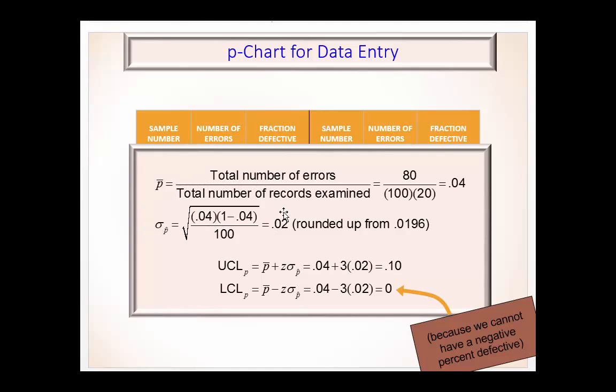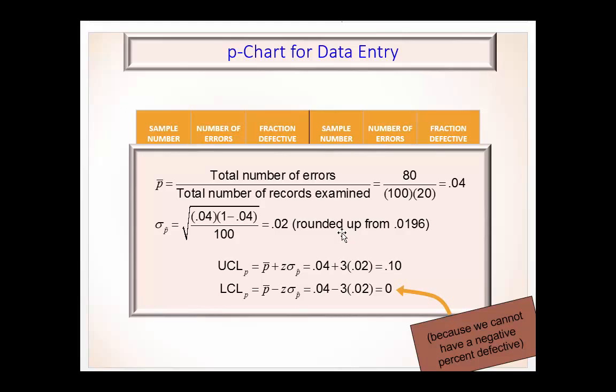We then calculate the standard deviation exactly the same as we had previously. You either have an error or you don't. So we have 4% errors and essentially 96% no errors. Divide that by our sample size, which is 100, same as our previous problem. And we find out that 0.02 is the standard deviation, so 2% errors.